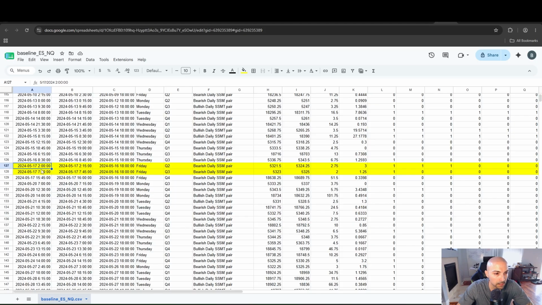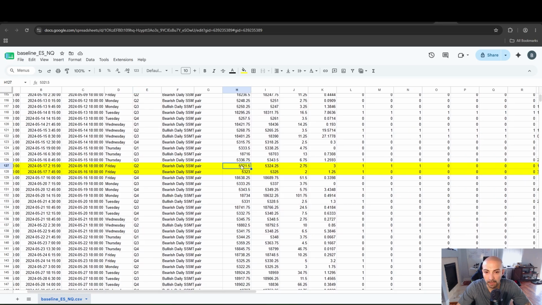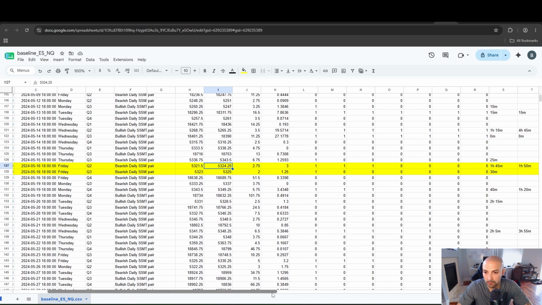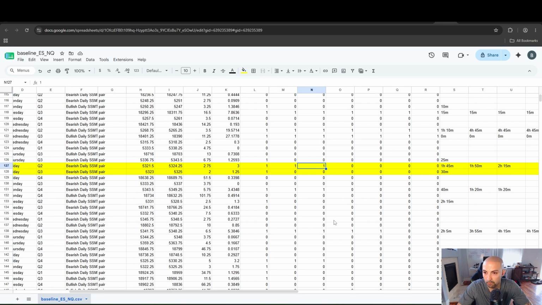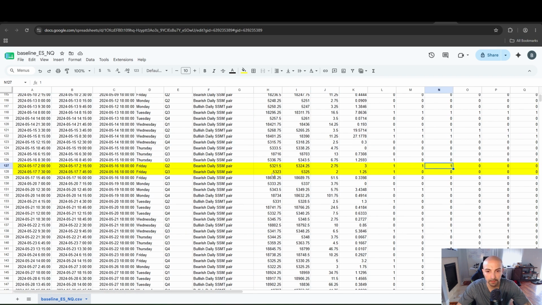Let's look at the data. It shows that it runs at 2 o'clock and it triggers an entry at 2:15. It's Friday, quarter 2. Our entry is at 5321.50 with the stop loss at 5324.25. And this one, 1, 2, 3, we get a 3R on it. Let's see what happens.